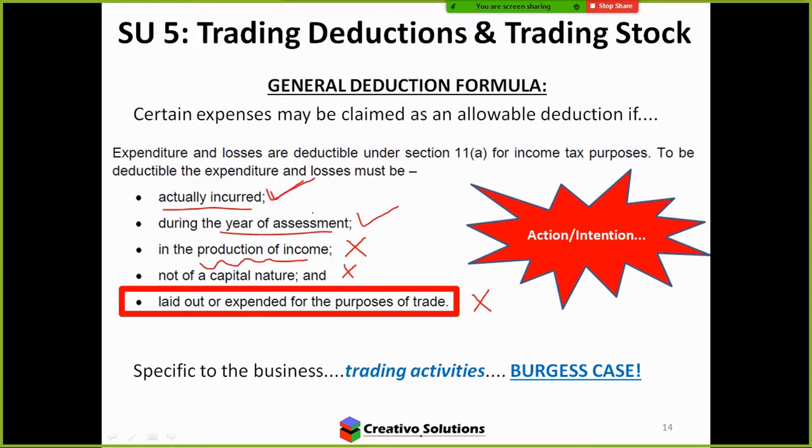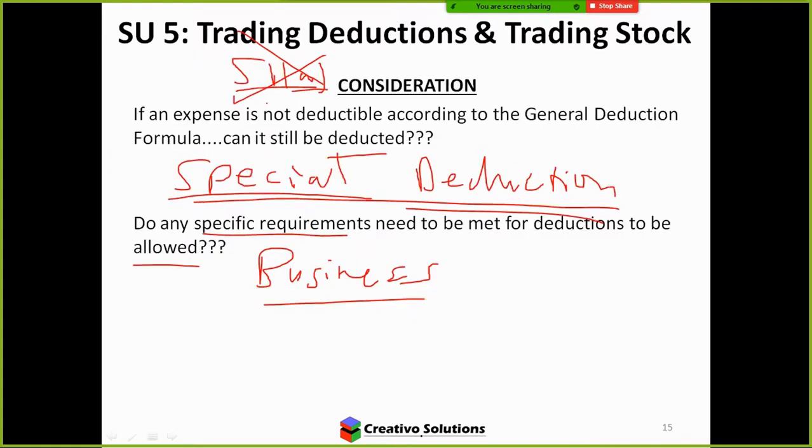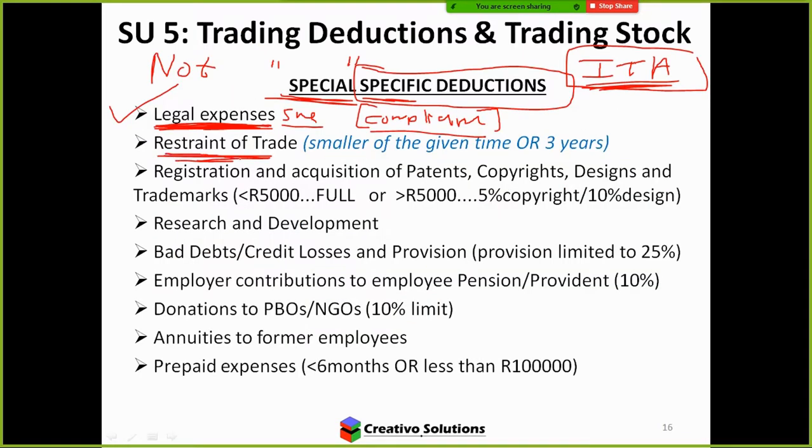Actually incurred? Yes. Year of assessment? Yes. Production of income? No. You're paying someone not to work. You're paying someone not to be part of the business. That doesn't make any sense. It's not production of income. It's definitely not laid out or expended for the purpose of a trade. So they'll say it does not meet the general deduction formula. But what will SARS say? SARS will say we understand that many companies have to protect their trade secrets, and a restraint of trade is quite a common occurrence as an expense.